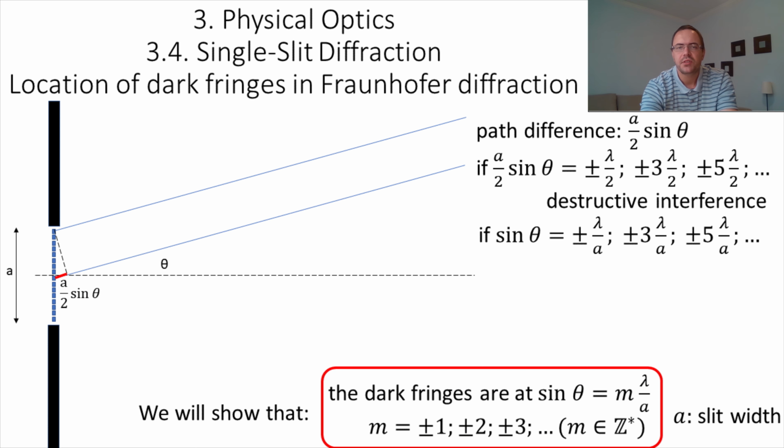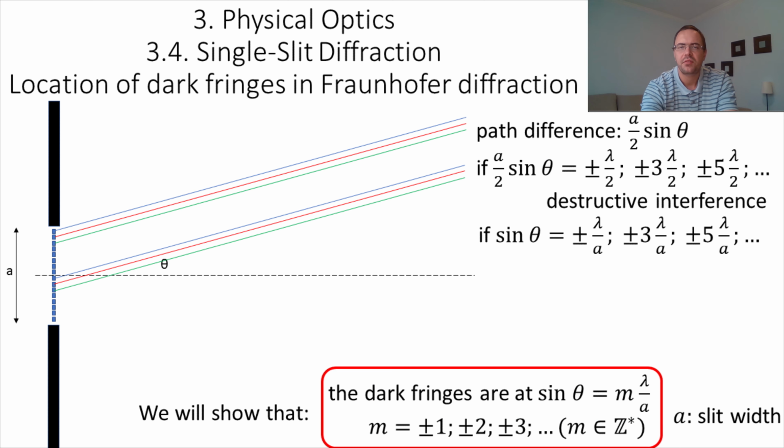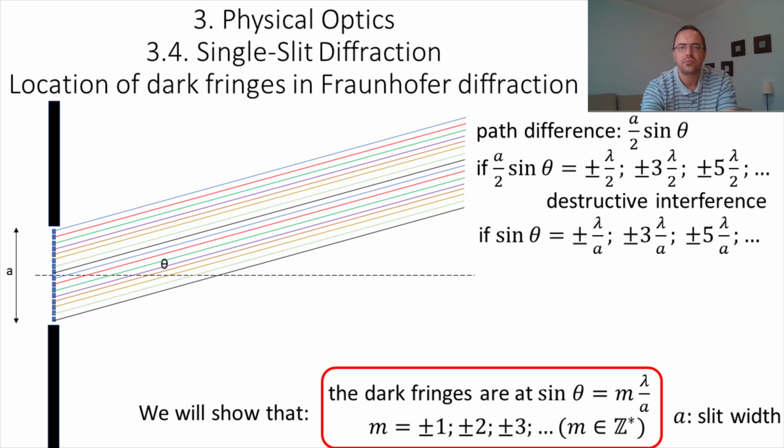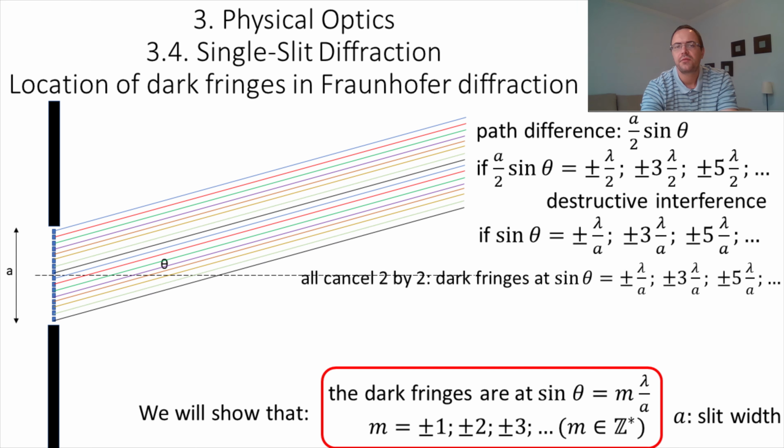And now what we just did for these two blue rays, we can do again for the next two red rays. The two red rays have the same separation of a over 2, so the same path difference, and so they will also interfere destructively. Right? And the same for the next two, and the next two, and so on. And so they will all cancel 2 by 2. So all the rays from the slit will cancel each other, and it will be dark. And this will happen if sine theta is equal to plus or minus lambda over a, 3 lambda over a, or plus or minus 5 lambda over a, and so on.